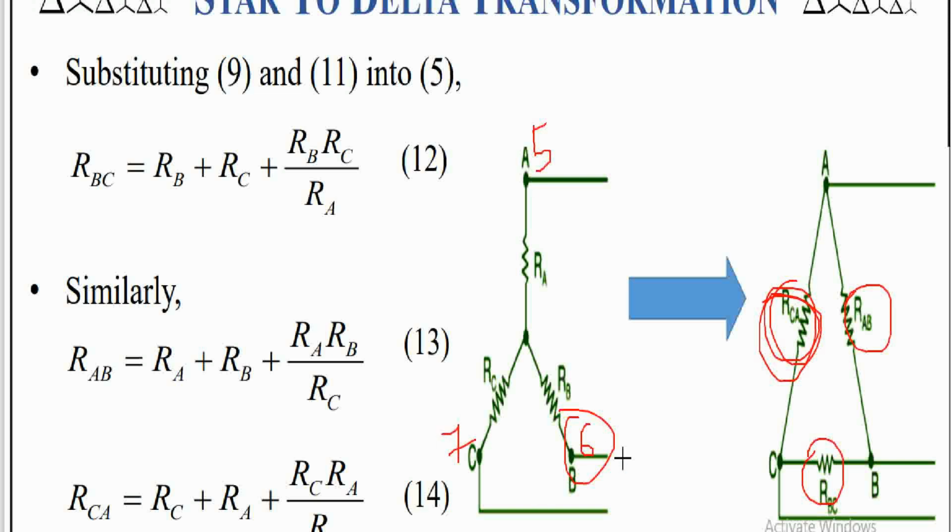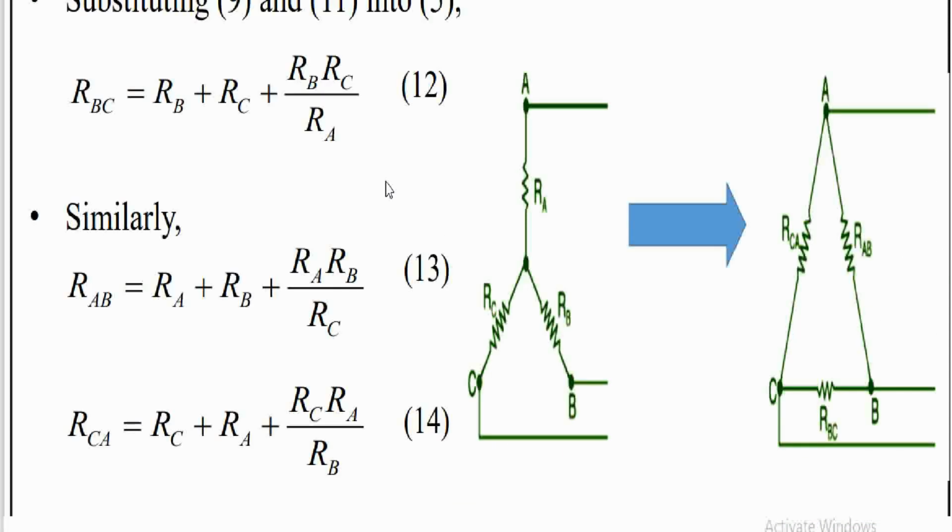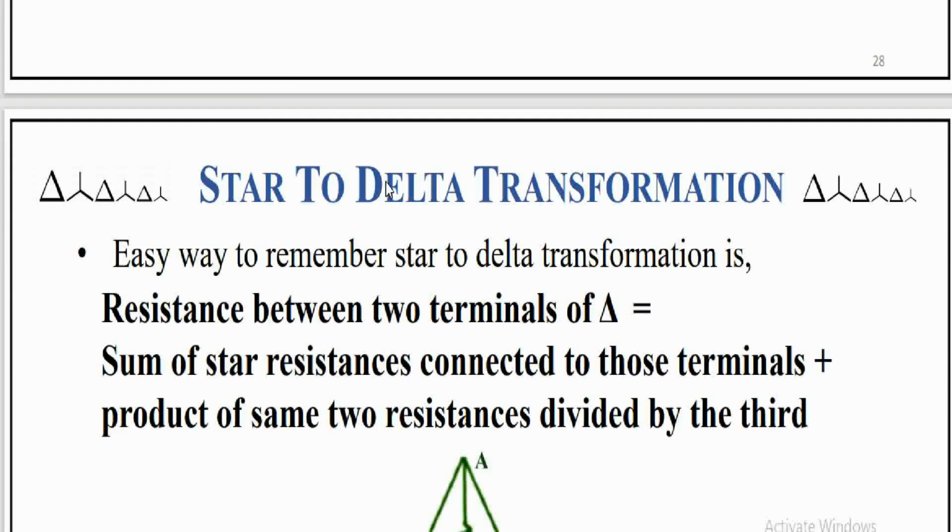Similarly, by doing 7 by 5 and 7 by 6, in 7 the repeated terms are RCA and RBC. By doing 7 by 5 and 7 by 6, you will get two equations similar to your 9 and 11. By substituting in 7, you will get the equation for RAB. So like this you have to do the star to delta transformation. There is nothing more, just do the derivations with patience.